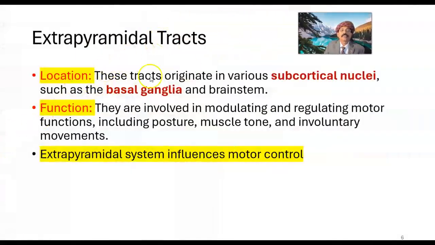Extrapyramidal tract location: these tracts originate in various subcortical nuclei such as the basal ganglia, that is the caudate nucleus, lentiform nucleus, putamen, claustrum, and also in the brainstem, which has the red nucleus. With the tectum, you get the tectospinal fibers and rubrospinal fibers. Function: they are involved in modulating and regulating motor function. They make the platform for fine motor function. They make the stage. They modulate and regulate motor function, including posture, muscle tone, and involuntary movements. The extrapyramidal system influences motor control.